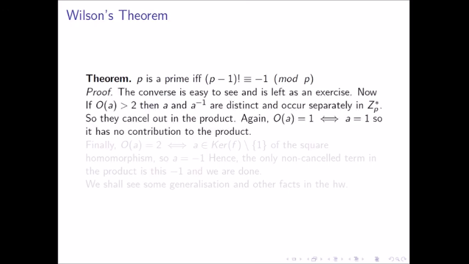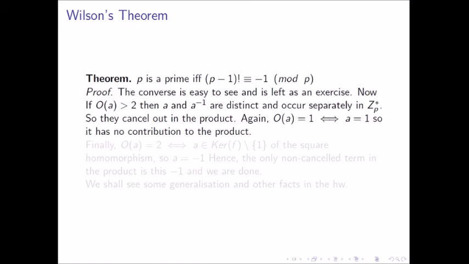Now, if the order of a is greater than 2, then a and a inverse are distinct, right? And occur separately in Zp star. So they cancel out in the product. This isn't hard to see, as suppose they were not distinct, then a equal to a inverse would imply a squared is equal to 1. That would imply the order of a is equal to 1 or 2. And if a and a inverse are not unique, that contradicts the fact that Zp star is a group. I hope you remember the uniqueness of inverse and the involution law.